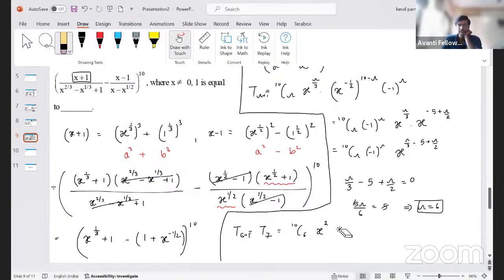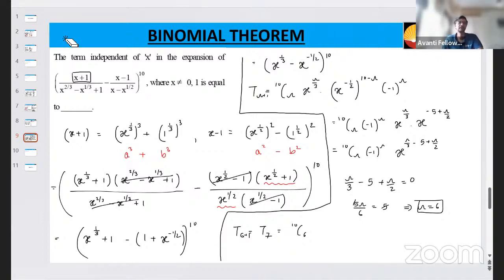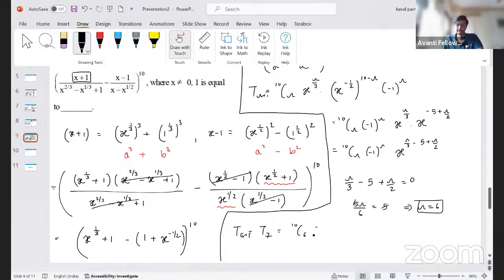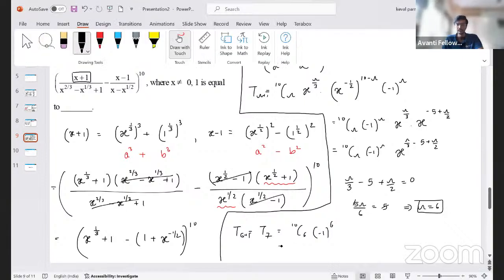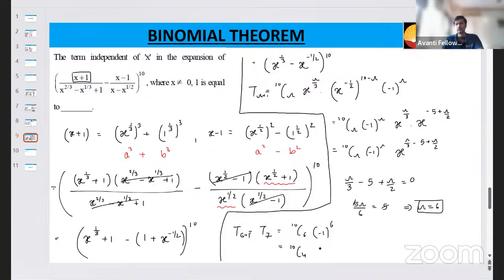Sorry, ये है ना जनरल टर्म. x minus 1 raised to the power 6 into x raised to the power 2 minus, अच्छा x का तो आएगा नहीं, टर्म इंडिपेंडेंट ऑफ x. That is 10C6, which is nothing but 10C4. So 10C4 क्या होता है? 10, 9, 8, 7 upon 4, 3, 2, 1. So 4 2s are 8, 3 3s are 9, 7 3s are 21. So 210 is my answer.